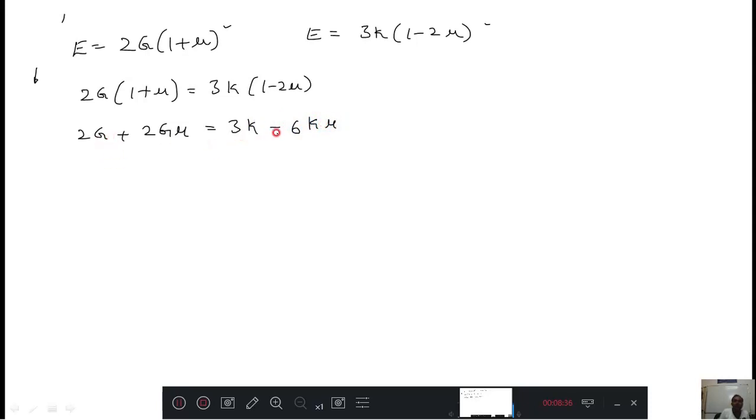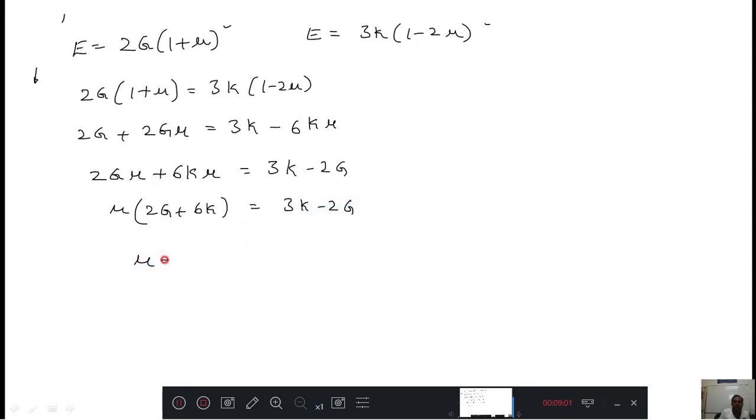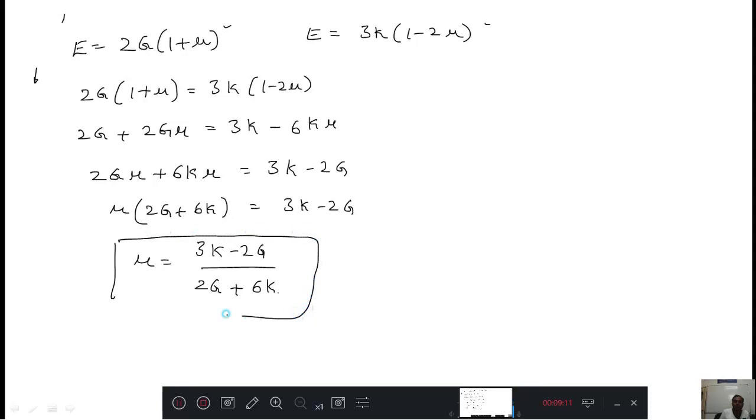Now the mu term I will keep this side, 2G mu, and the other mu term also comes this side, that is 6K mu, and this side will be 3K minus 2G. Therefore, mu taken common, 2G plus 6K is equal to 3K minus 2G. Then mu is equal to (3K minus 2G) divided by (2G plus 6K). This is your mu term.